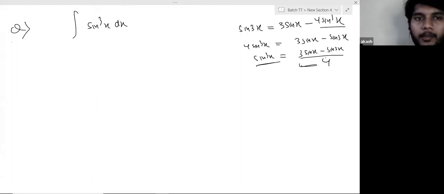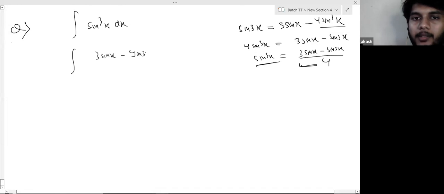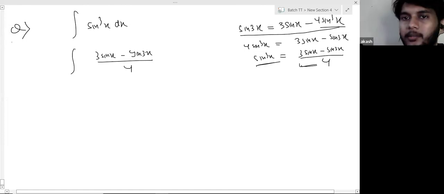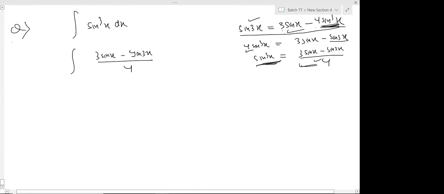All right. So we can replace the value of sine cube x as 3 sin x minus sin 3x. Here I explained the formula: sine 3 theta is 3 sin theta minus 4 sin cube theta. So from here, 4 sin cube x equals 3 sin x minus sin 3x. So sin cube x equals, you throw this 4 to the side, (3 sin x minus sin 3x) by 4. We are just using that formula, nothing else.